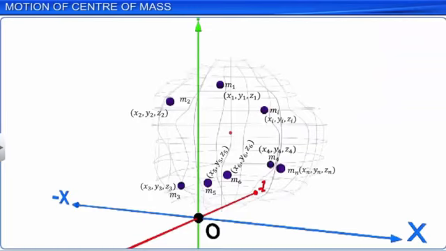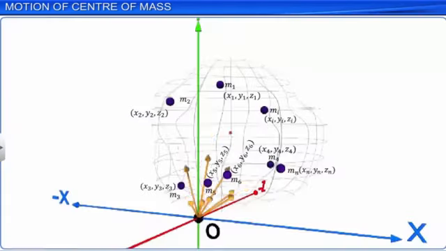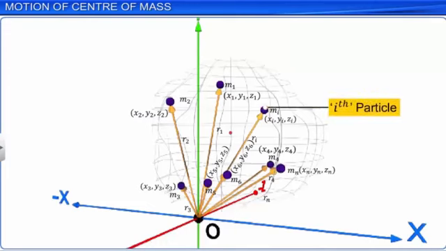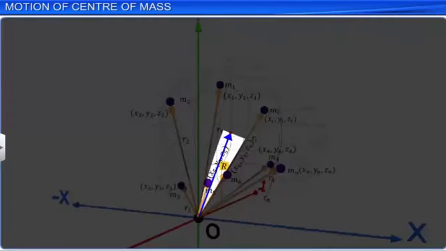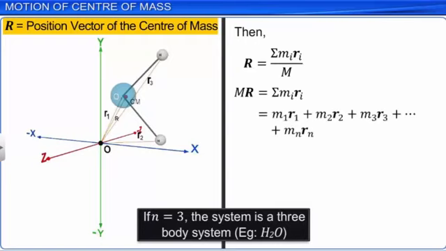Let us consider a system of n particles, with its total mass constant with respect to time. Now, consider particle i from the system. In the graph, its position is marked by vector Ri, and the center of mass of the given system of particles is denoted as R. Then, R is equal to sigma mi Ri by M. MR is equal to sigma mi Ri, which is equal to m1 R1 plus m2 R2 plus m3 R3 and so on, plus mn Rn.